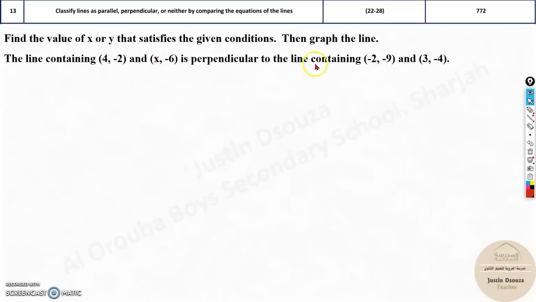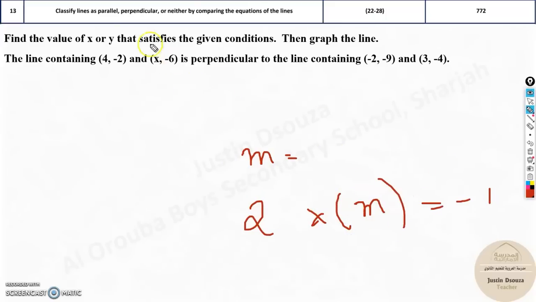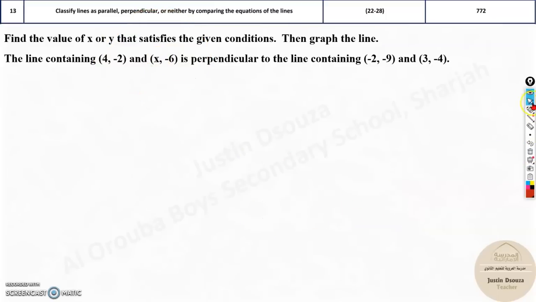Now, the most easy way is find the slope for the given line. This is given line, right? Find the slope, m. Once you find the m, then you know this slope, say imagine it's 2. When you multiply this one, unknown value, it must be equal to -1. So we can find the slope for this line and then we can easily find x. Let us see this now.